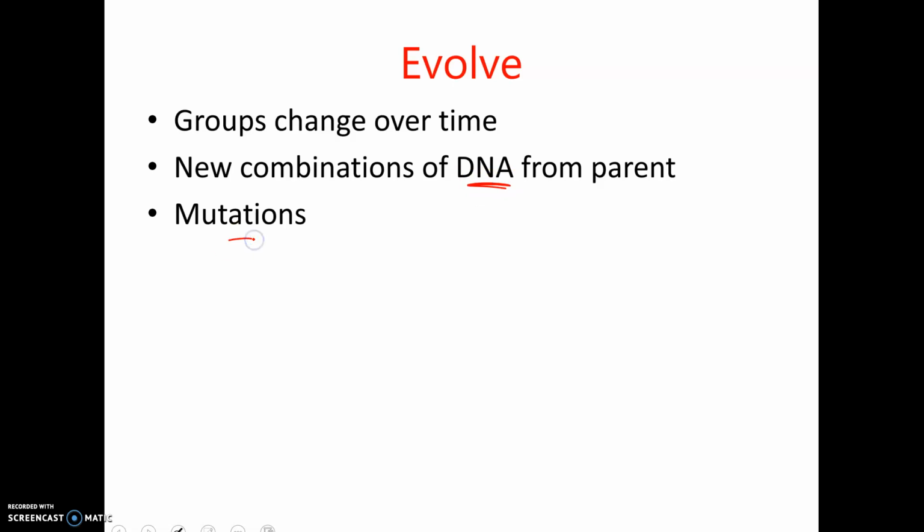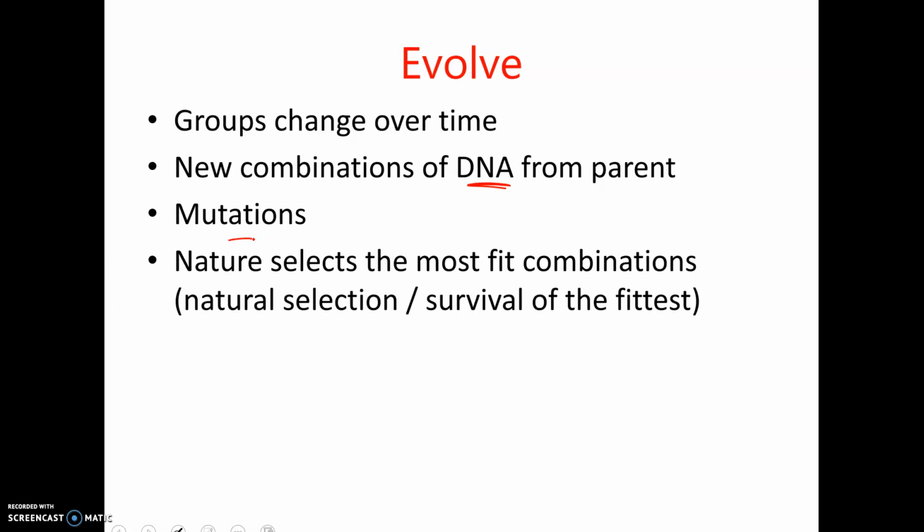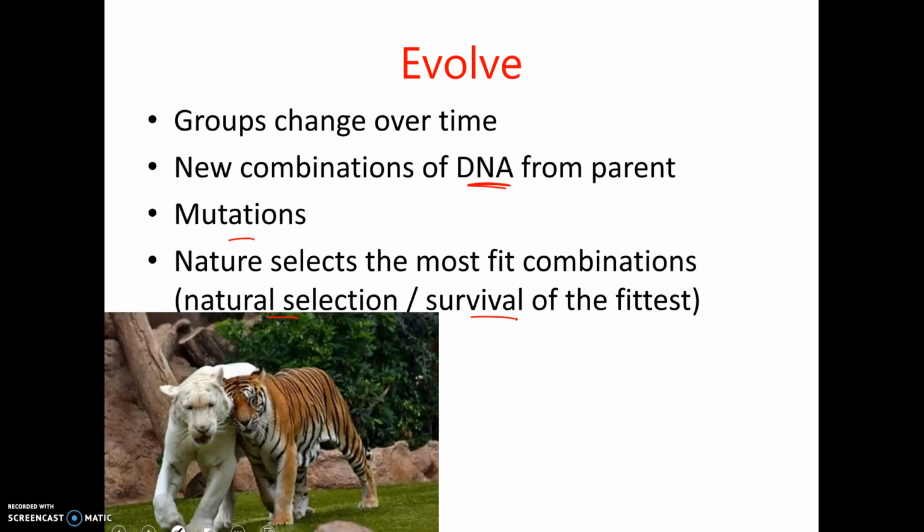Also, mutations can happen. We know that there's mutations, which we think of as bad, but mutations can be good. They can give us a new DNA trait that actually helps us survive. And that's called natural selection or survival of the fittest, when certain traits may become more common over many generations because they're beneficial to the organism.